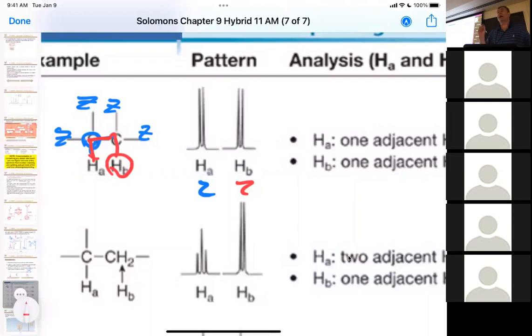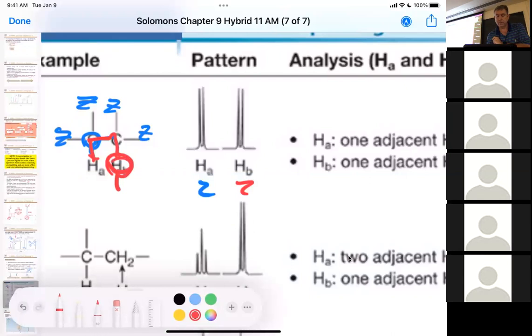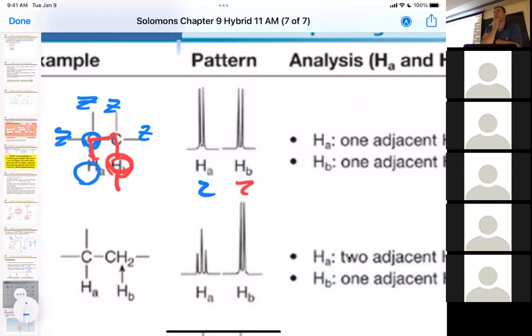How many hydrogens are within 3 bonds away? Oh, there's 2 of them. No, because we have 1 signal for that one. We're looking at that one. That gets 1 signal, and then we added 1 hydrogen to it. So that's an n plus 1, so that's 2. So you get 2 peaks: 1 for the hydrogen itself, and then 1 for the splitting.